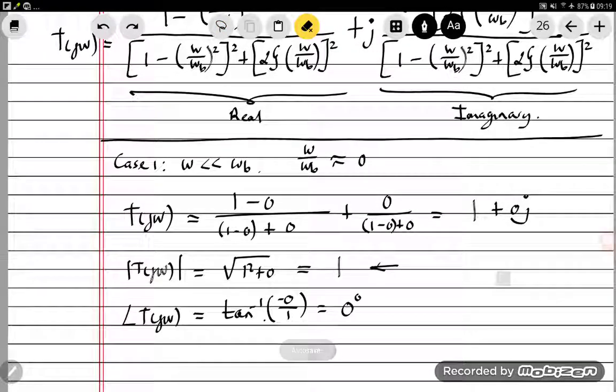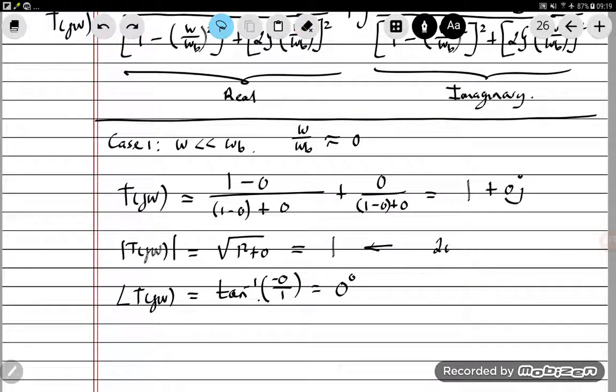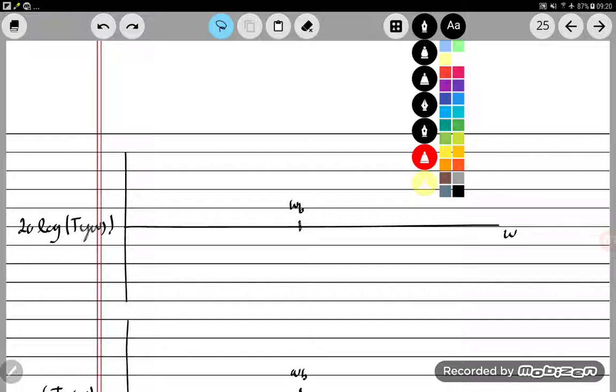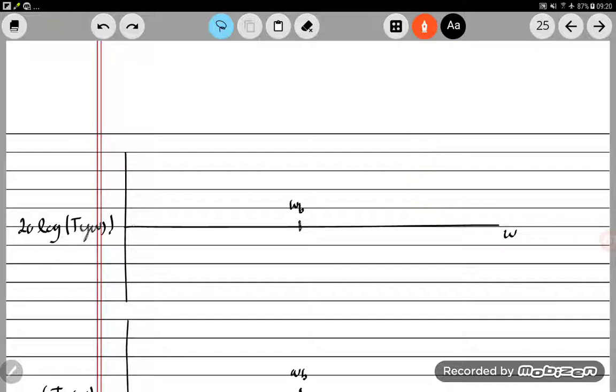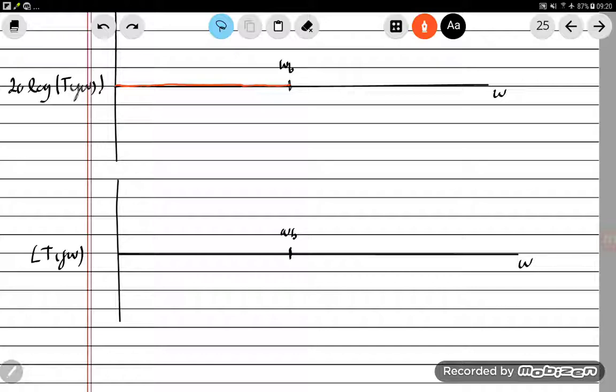If you want to draw the Bode plot, we have to take 20 log of that, and that is just equal to 0. So for omega smaller than omega b, the magnitude is 0 dB, and the phase angle is also 0. So we can draw that on our Bode plot. Let's use color. For very small frequencies, our magnitude is 0 and our phase angle is 0 as well.